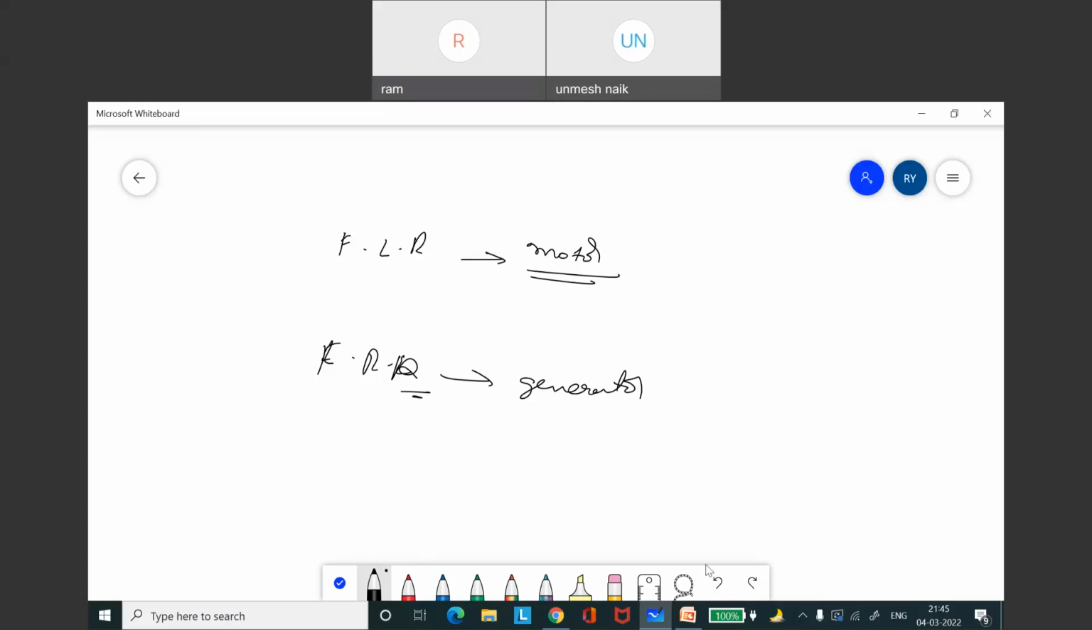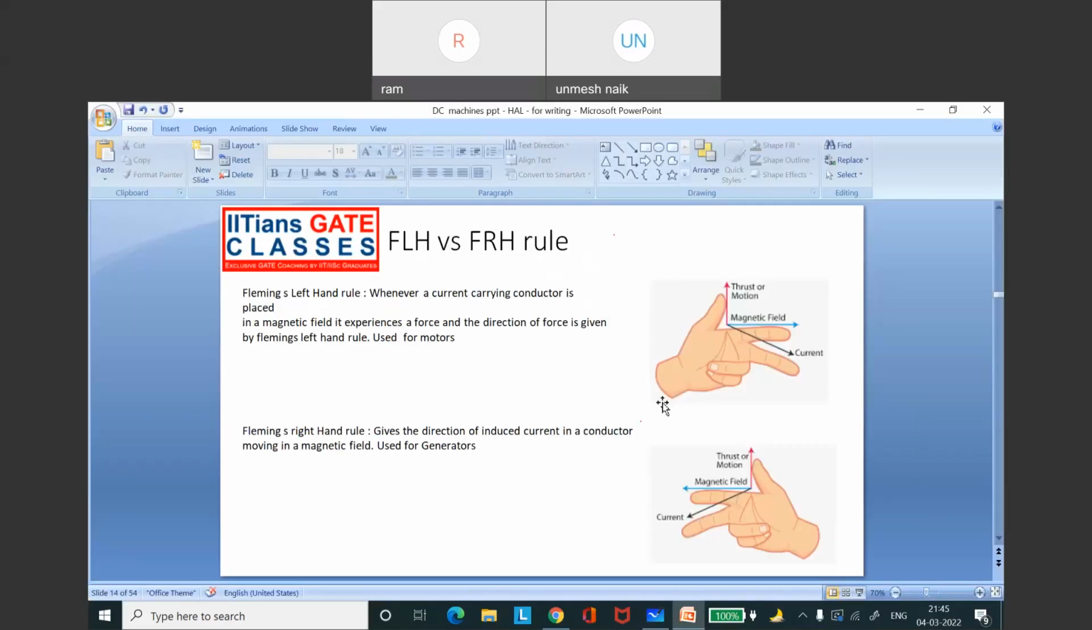I will show you a figure. First one is Fleming's left hand rule. Whenever the conductor is moving in this direction in a magnetic field, the flow of current is given by Fleming's hand rule. Similarly, Fleming's right hand rule, whenever the current is flowing in this direction through a conductor, it will experience a force in this direction.